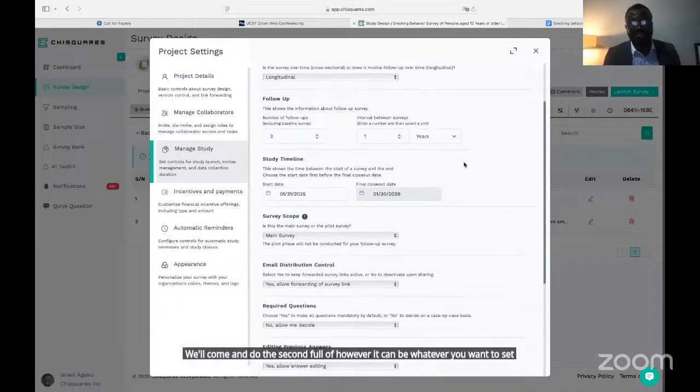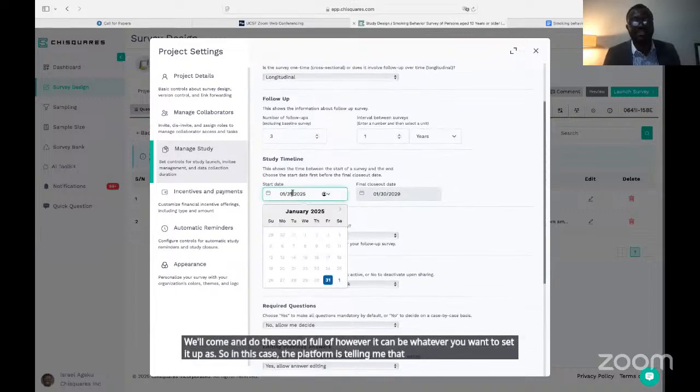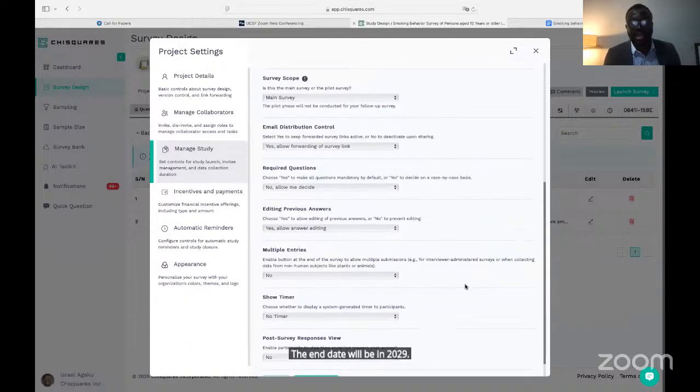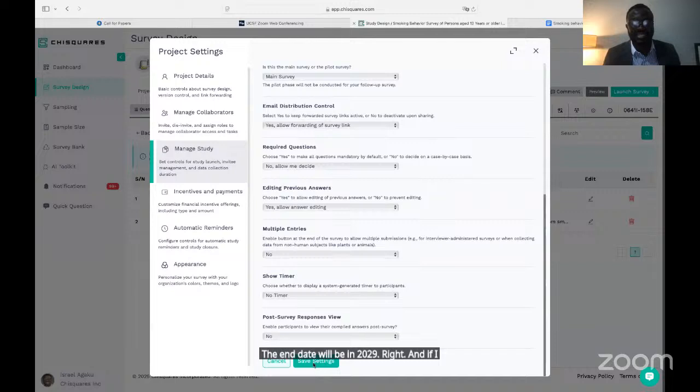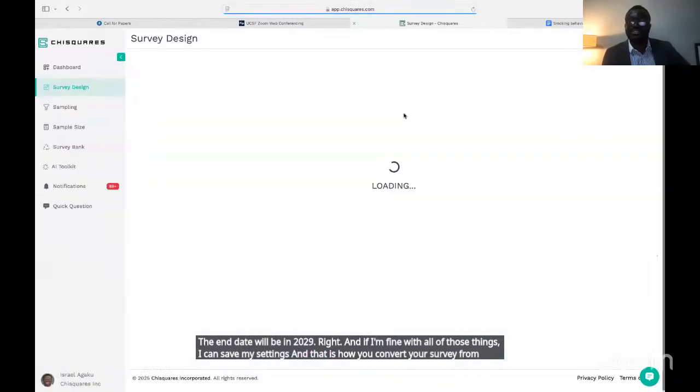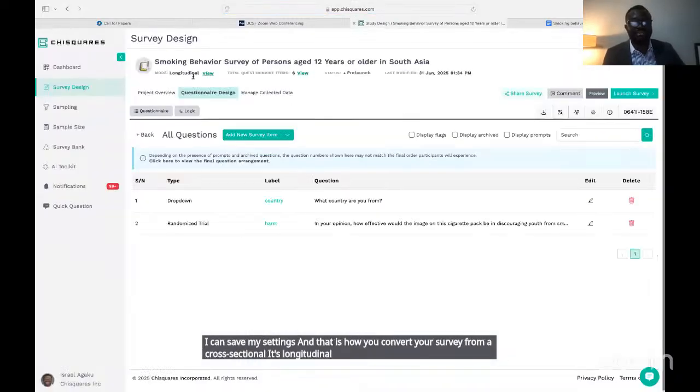So in this case, the platform is telling me that if we start the survey today, the end date will be in 2029, right? And if I'm fine with all of those things, I can save my settings. And that is how you convert your survey from a cross-sectional to longitudinal. So now you have the mode is longitudinal, not cross-sectional.